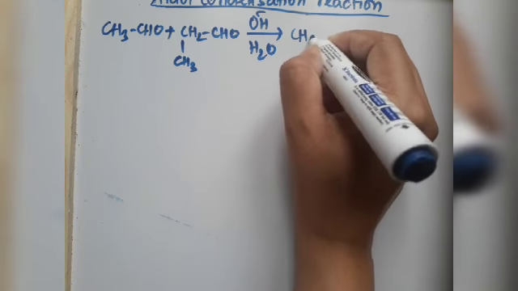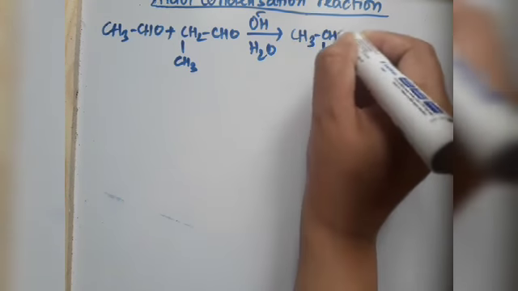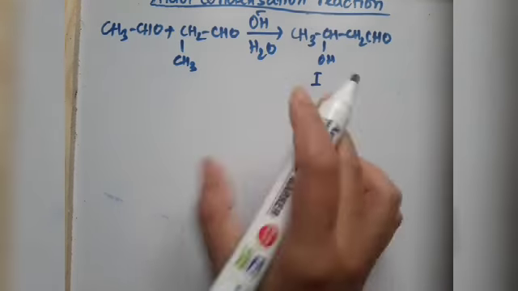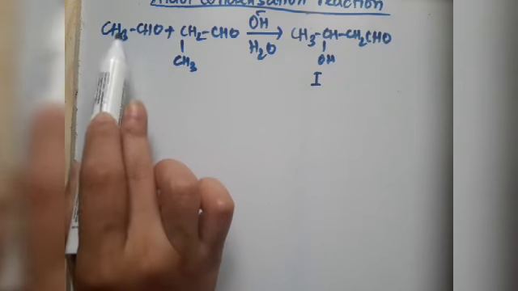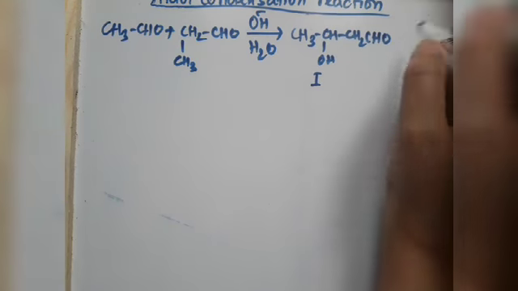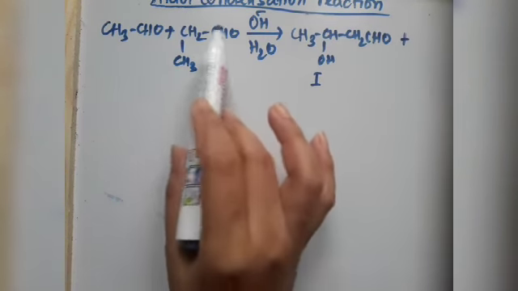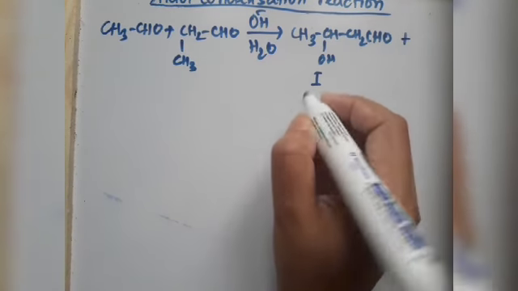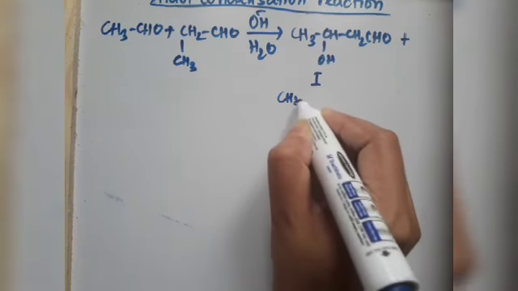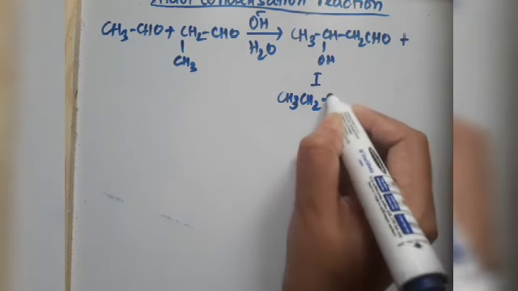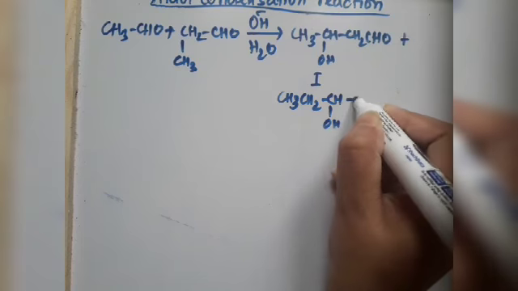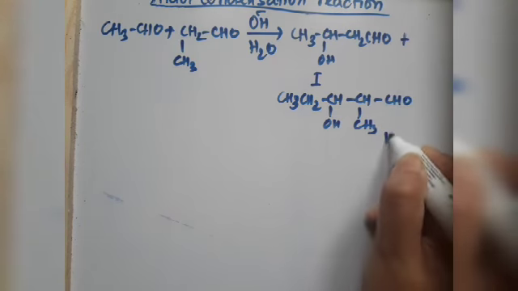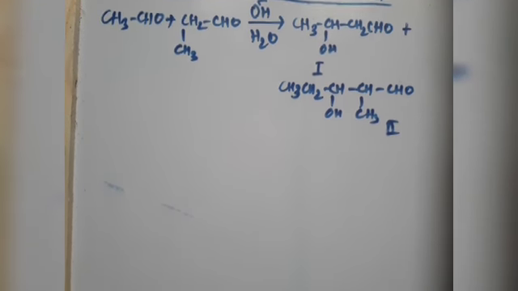So CH3, CH, OH, CH2, CHO, this will be obtained by the self condensation reaction of ethanal. Okay. Now suppose propanal will self condense to produce aldol. So what will that be? CH3, CH2, CH, OH, CH, CH3, CHO. This is formed from propanal.